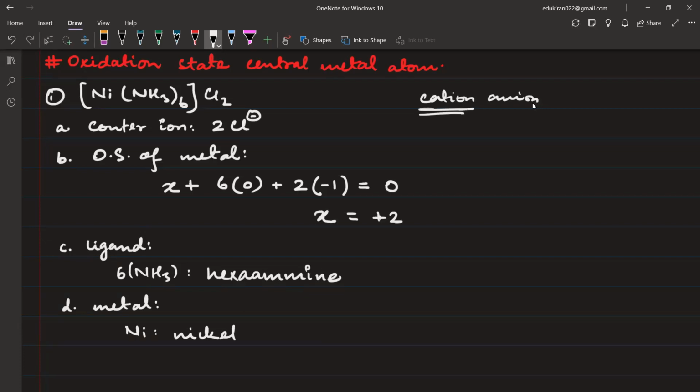Now in the cation, we have the central metal atom and the ligand. What do we write first? Ligand or the metal? Tell me. We have metal and we have ligand. What do we write first? Ligand or the metal? Ligand. Very good. Ligand, then metal. In square brackets, you will write the oxidation state of the nickel. Okay. So when you're writing the metal, you will also write in brackets whatever the oxidation state of the metal is. Here it is +2. It will be II in Roman numerals. Okay. So what will be the name? It will be hexa.